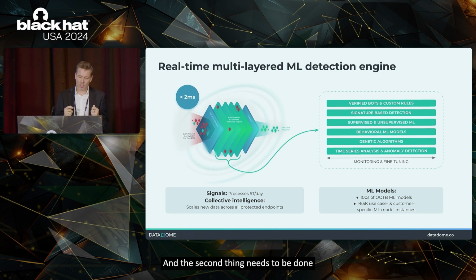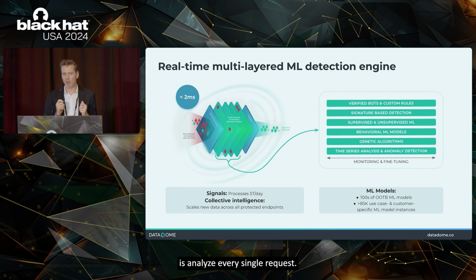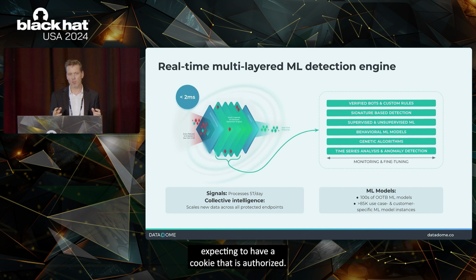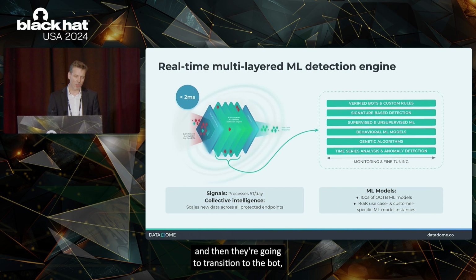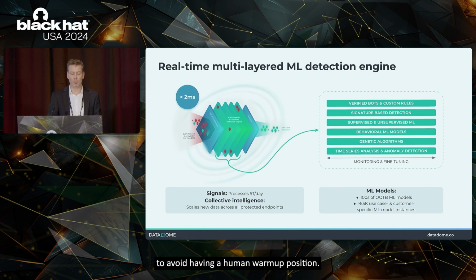And the second thing that needs to be done is analyze every single request. We see bots that are very advanced. What they do is they are going to warm up a session as a human, expecting to have a cookie that is authorized. Once they get the cookie, they transition the session to a bot. So they warm up the session as a human, they pass all the security, they are validated by the bot solution, and then they're going to transition to a bot, and the bot will access the entire site with a validated cookie. So very important, check every single request to avoid having a human warm-up session.